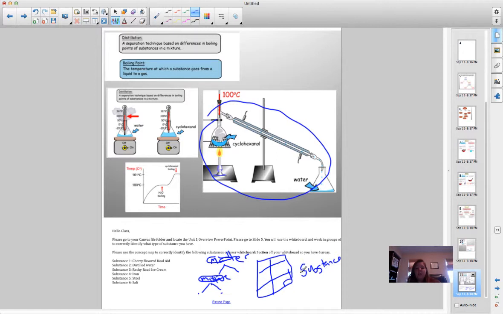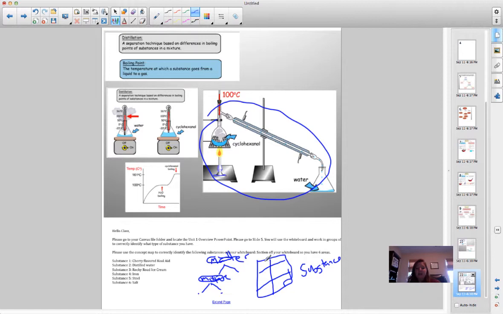Once you finish completing that task, I will assign each individual group which one they're going to talk about. So group 1 will talk about the cherry flavor Kool-Aid, and group 2 will talk about the distilled water, and your group will just simply let us know how you further divided this down.